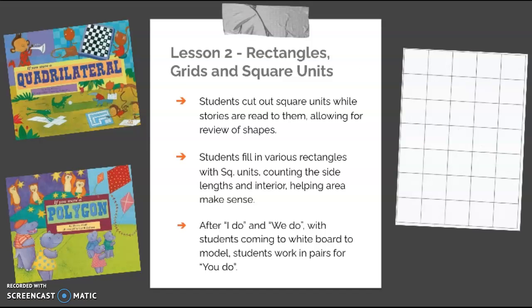In lesson 2, we'll be looking at rectangles, grids, and square units. This is the point where I'll read "If You Were a Quadrilateral" and "If You Were a Polygon," while the students cut out square units that we will then use in our lesson. They'll be able to fill in different shaped rectangles with those square units, counting the sides, counting the interior completely, helping it to make sense. And after we do the I do, and then the we do, the students will work in pairs for the you do.